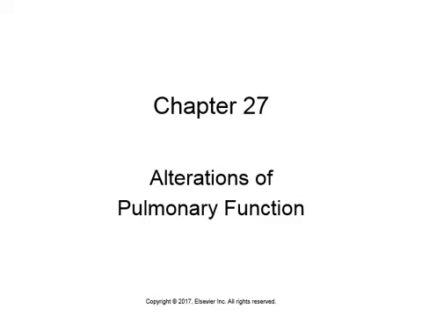This section reviews alterations of pulmonary function as they manifest in clinical findings.